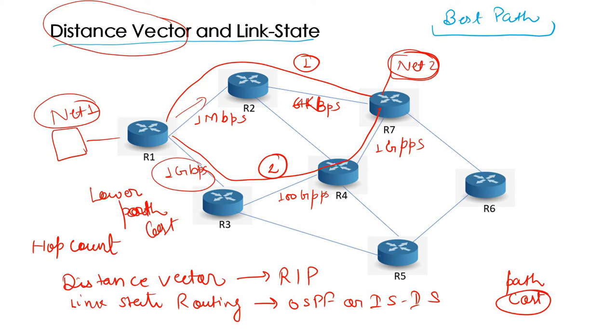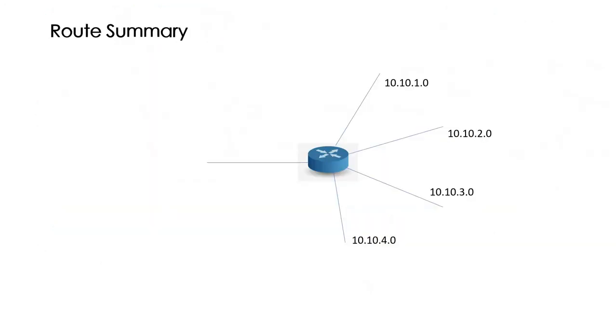So we can say that EIGRP is better because it takes into consideration both of them, but sometimes we have to use only a link state routing protocol. So it just depends on the requirement of the customer or the scenario of our network whether we use a distance vector routing protocol or a link state routing protocol, or we can even use a static entry. But static entry is a little tedious because we have to make manual entries in all cases.